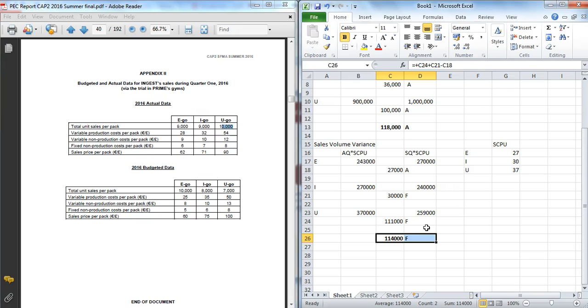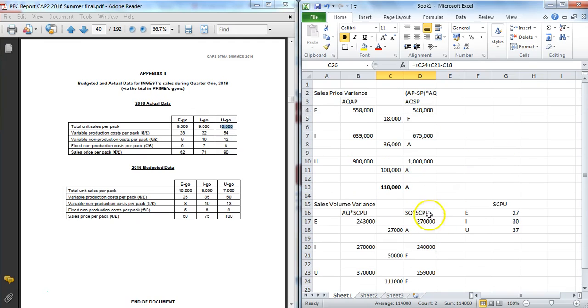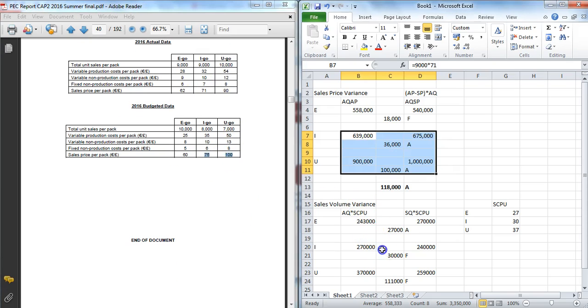One thing, I told you you're not asked for the comments in the question, but look at the relationship here. Where you have a favourable price variance, so you sold for more than expected, you had an adverse volume variance. And conversely, where you had adverse price variances, where you sold for less than budgeted, you had favourable volume variances.